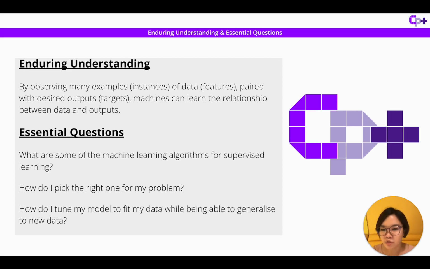Some of the essential questions that you should be thinking about as we go through this lesson is about understanding what are some of the machine learning algorithms for supervised learning, and also more importantly, how do I pick the right one for my problem. The third question we want to answer today is, how do I tune my model to fit the data while being able to generalize to new data? So I'll pick this one apart a little bit more.